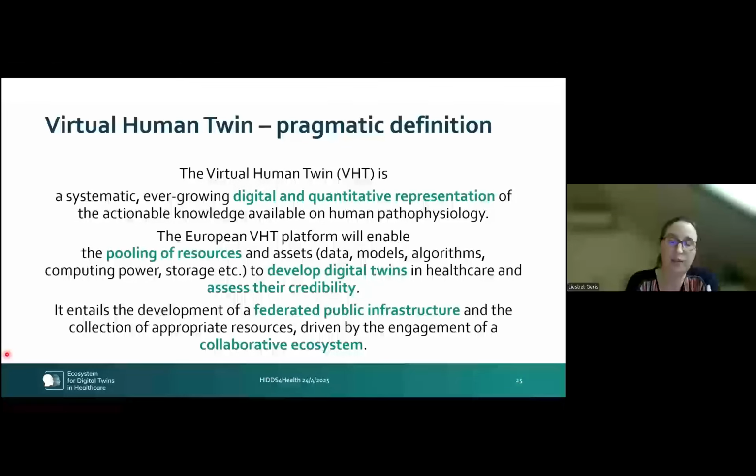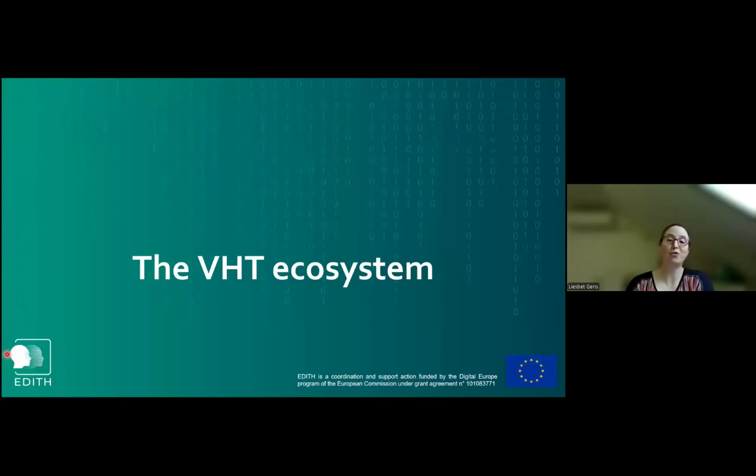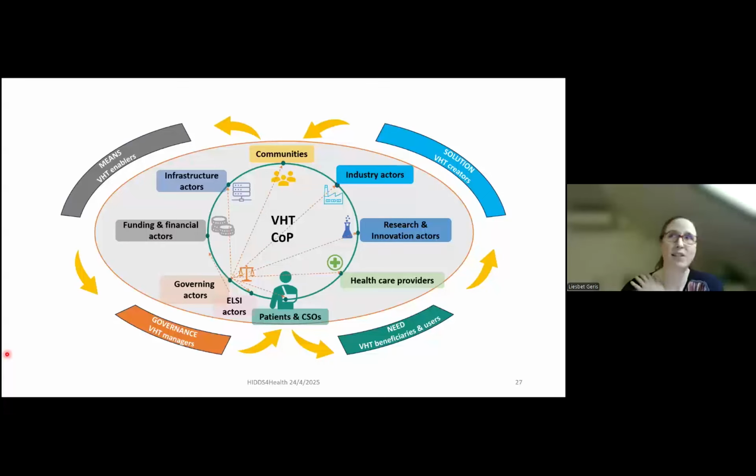And this means that we need to develop a federated public infrastructure that will allow and collect the appropriate resources. And this can only happen if you have a collaborative ecosystem. So this is what we set out to do for 2023 and 2024. This was what a number of activities were organized in order to bring together the ecosystem and to develop all these things.